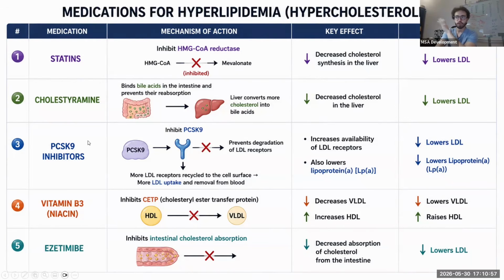PCSK9 inhibitors. Very important. They are medications that inhibit PCSK9. What does PCSK9 usually do? PCSK9, guys, I don't know how to explain this to you, but usually it inhibits the formation of LDL receptors. It degrades it. When we have PCSK9, we are inhibiting the LDL receptors from being formed, which means all of the cholesterol is stuck in the plasma and can't be taken in.